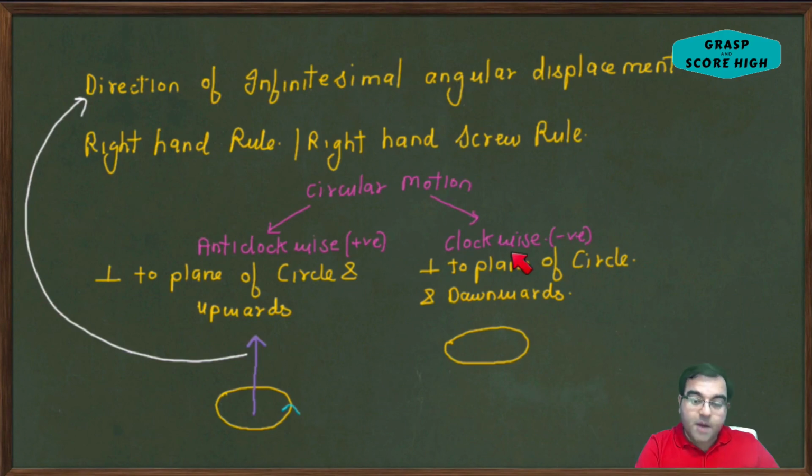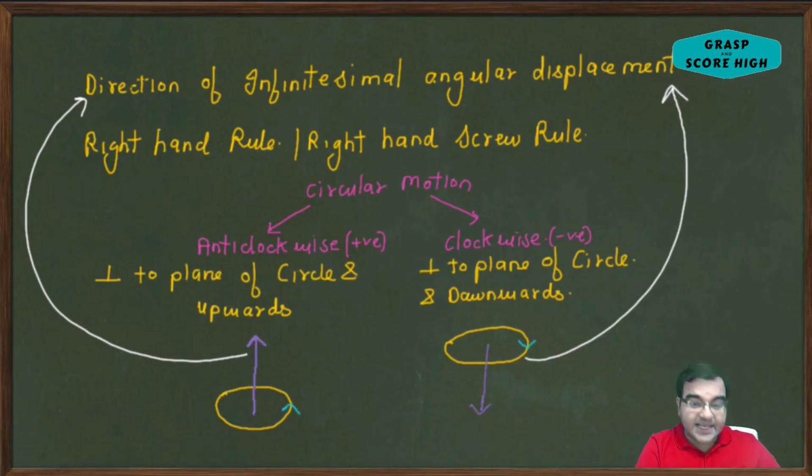Let's talk about the clockwise direction. For clockwise, you will take negative. It's perpendicular to the plane of the circle and downwards. So the direction for clockwise circular motion is perpendicular to the plane of the circle and downwards. It's something like this. This is perpendicular to the plane of the circle and it is directed downwards. So this is basically the direction of infinitesimal angular displacement.